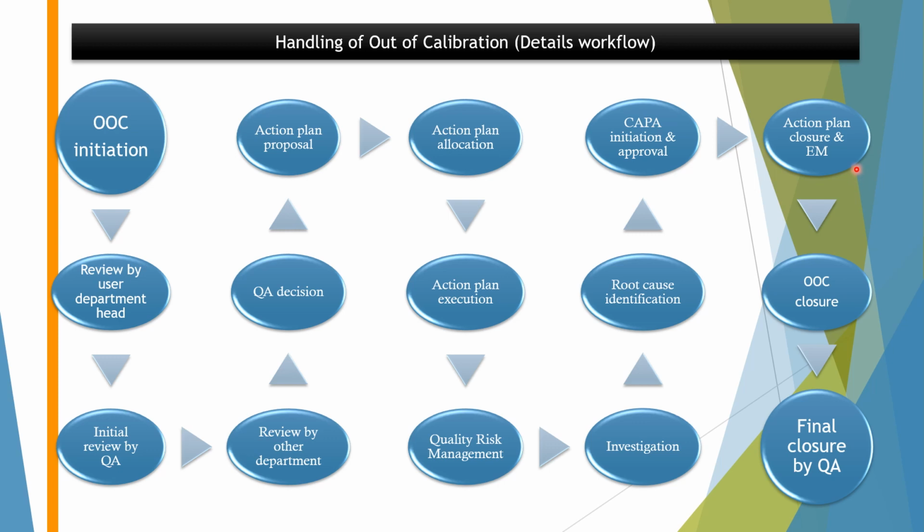And further CAPA shall be taken, and based on your investigation conclusion, you can initiate your action plan closure, and effectiveness monitoring shall be opened for the initiated CAPA, right? Once all your action plans have been completed, the investigation has been done, you have initiated your CAPA, and you identified the root cause, then the OOC can be closed, right? After the closure initiation by the respective user department, it will move to the QA department, and finally QA will evaluate the out of calibration result and investigation findings, and based on that he will close your OOC results, right?